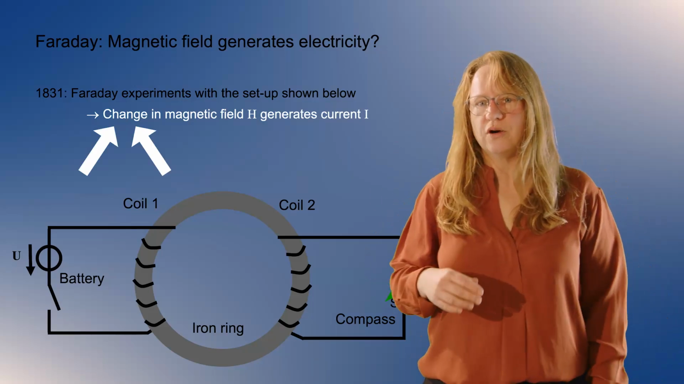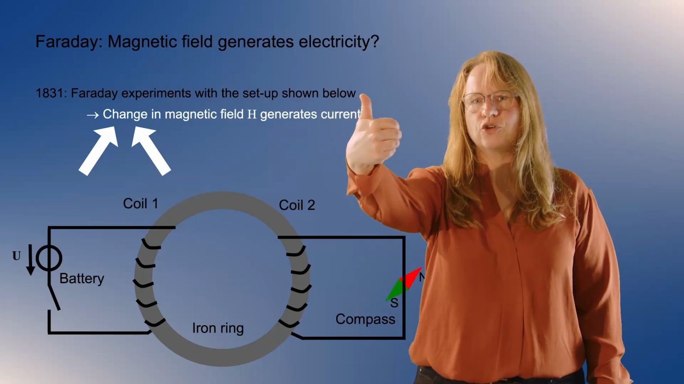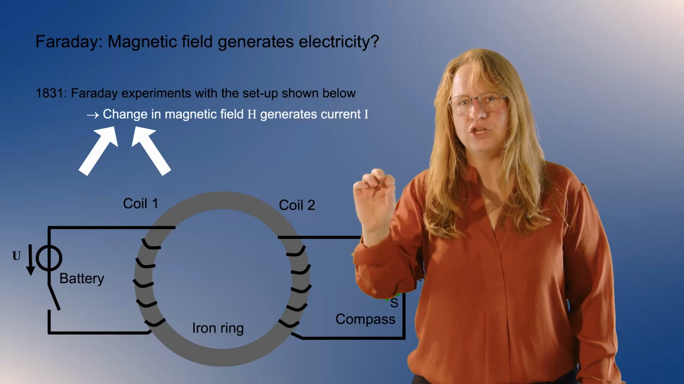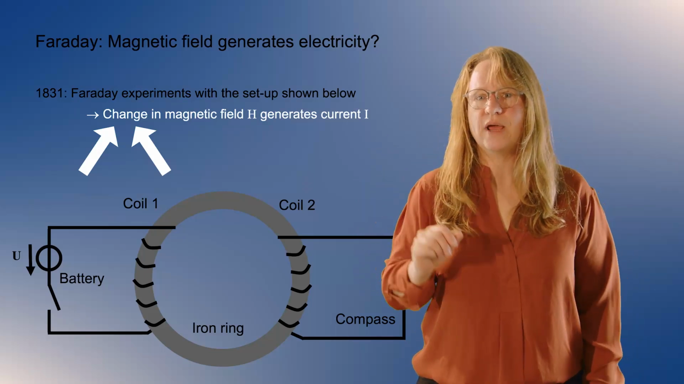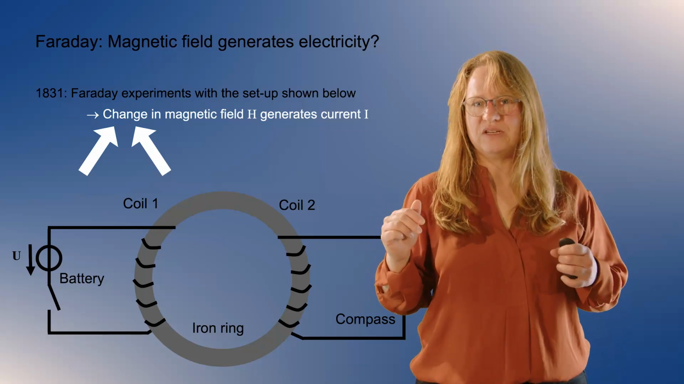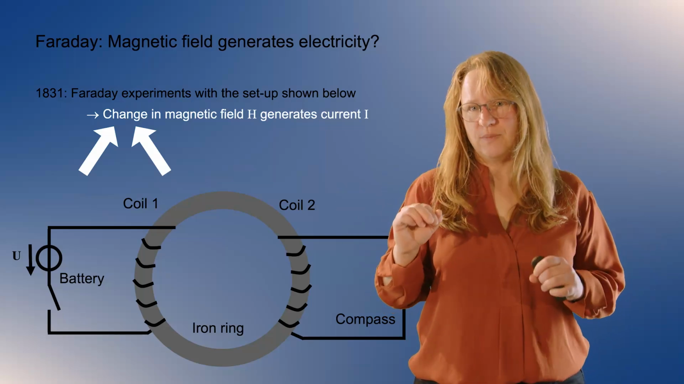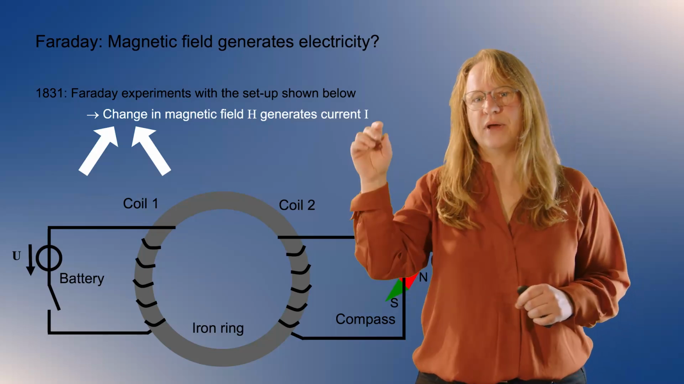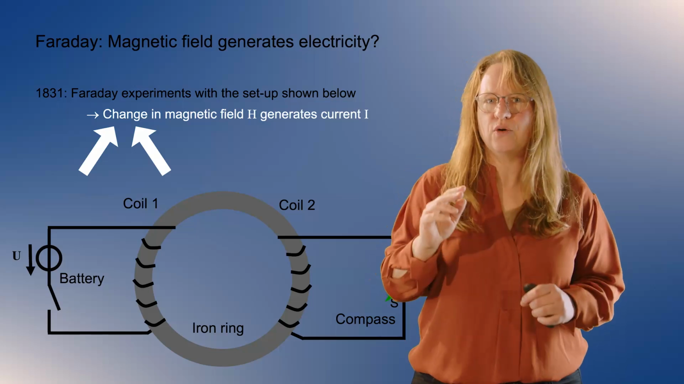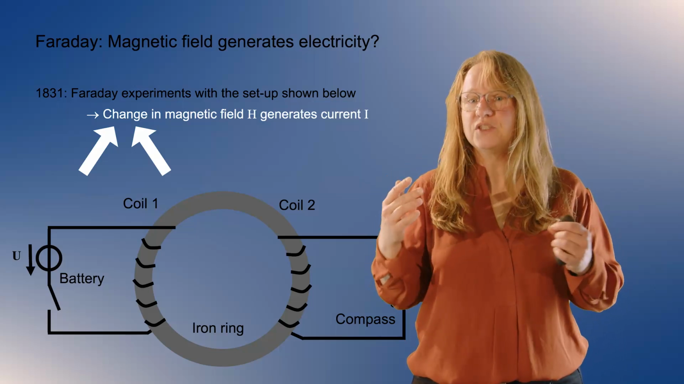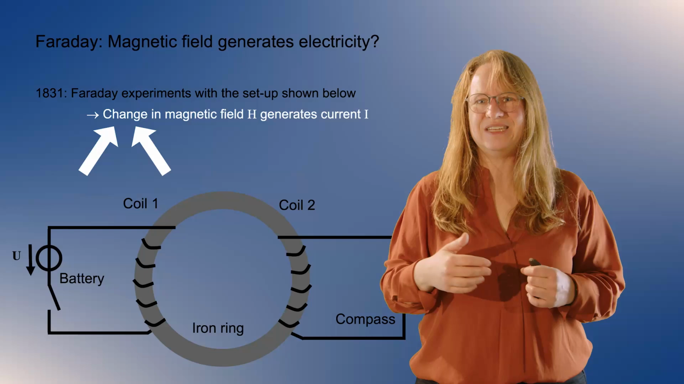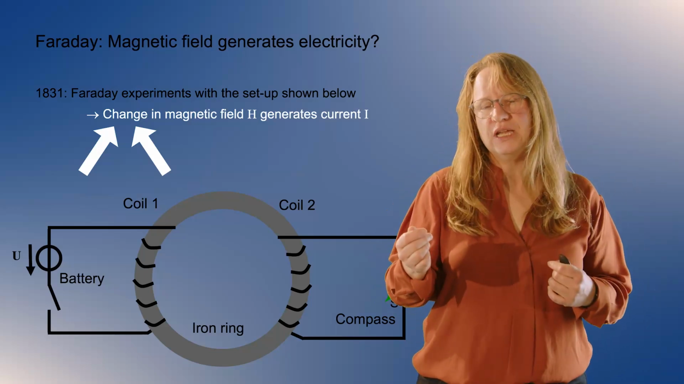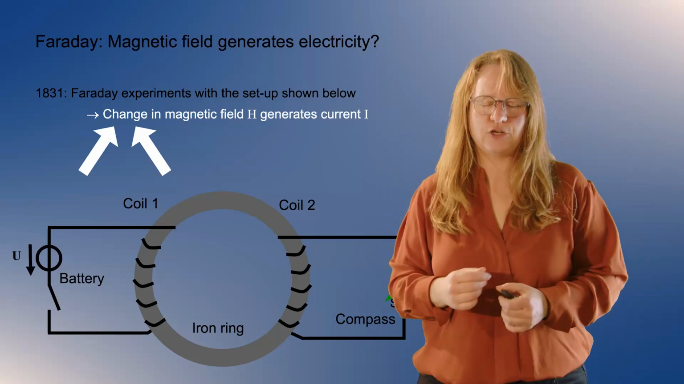So Ørsted observed for a conductor, we have a magnetic field going around it, following the right-hand rule. Faraday observed for a change in the magnetic field, we have a generated current. We don't have any generated current if there is no change in the magnetic field. So a constant current generates a constant magnetic field, but only a change in the magnetic field generates a current. And so this was really the start of all of it, you could say, of the renewable energies: converting mechanical energy, or motion energy, into electrical energy.